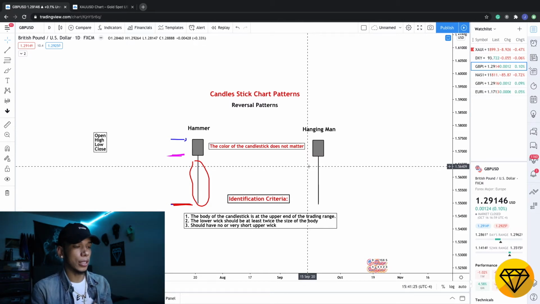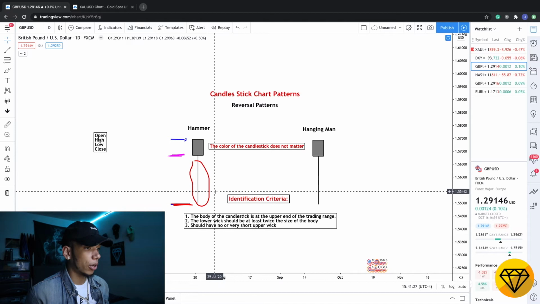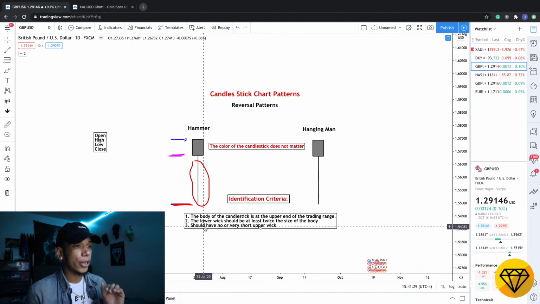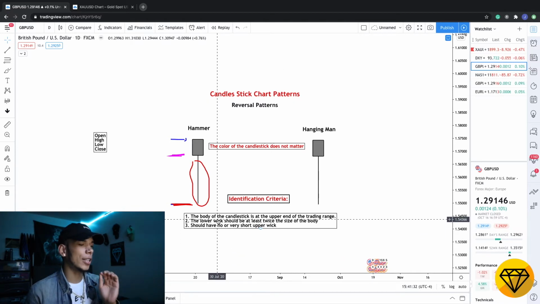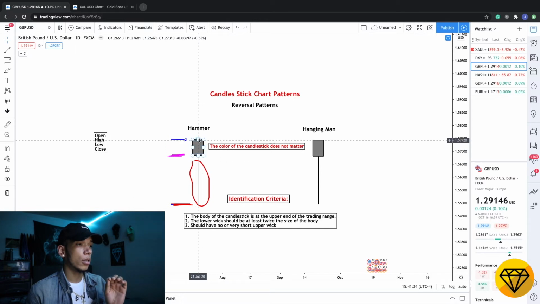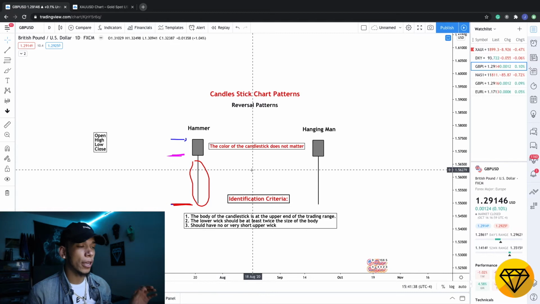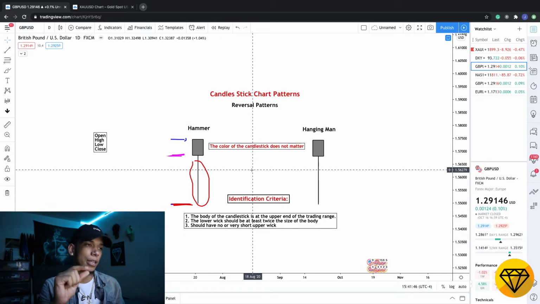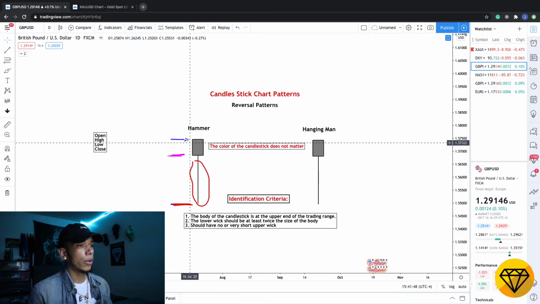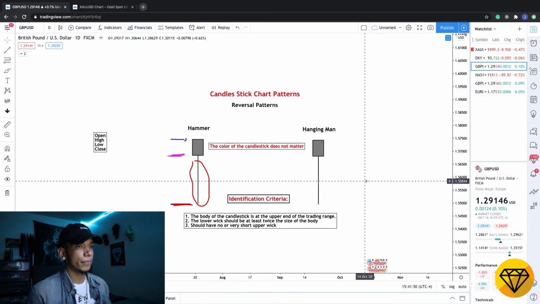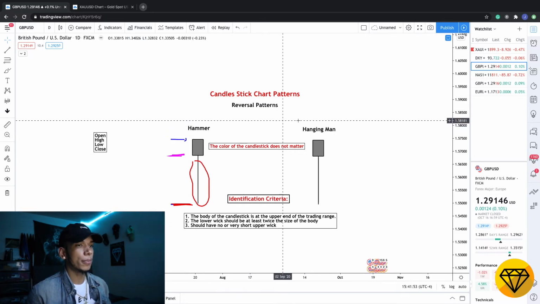illustrate these criteria. So number 3, there should be a very short upper wick, preferably no wick at all, right? So you want no wick, or if there is a wick, it's very short. We understand that the market is not perfect. So if there's going to be a wick, it needs to be very, very short, okay? So very short upper wick, all right? This is a hammer. This is a hanging man.